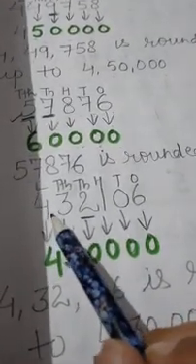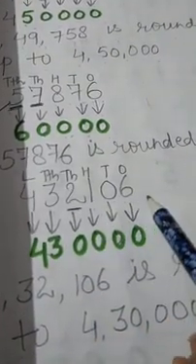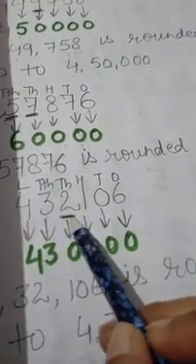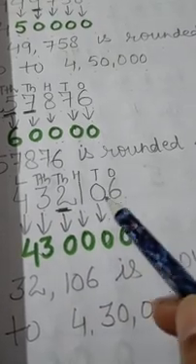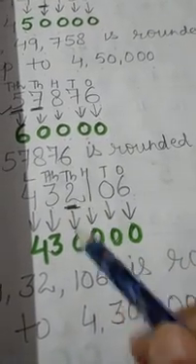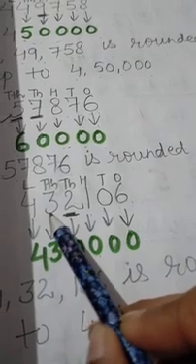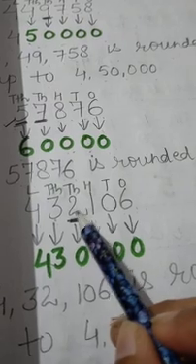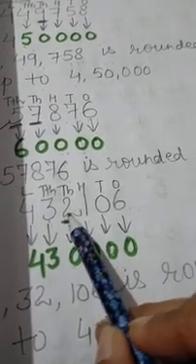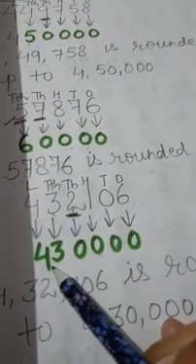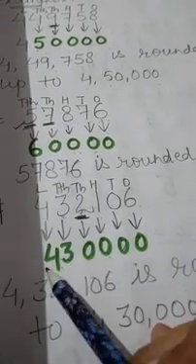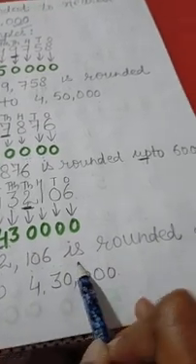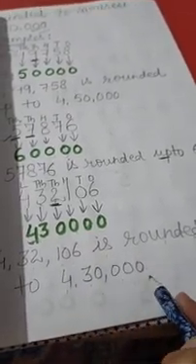Now see one more example. 4,32,106. We should round to the nearest 10,000. Then we will see the digit on 1000 place. It will become 0, this will become 0, this will become 0, this will become 0. Now 10,000 place digit is 3 and 1000 place digit is 2. This digit is less than 5. So 3 will remain 3 only. We will write 3 here and 4 will also be written as it is. 4,32,106 is rounded to 4,30,000.